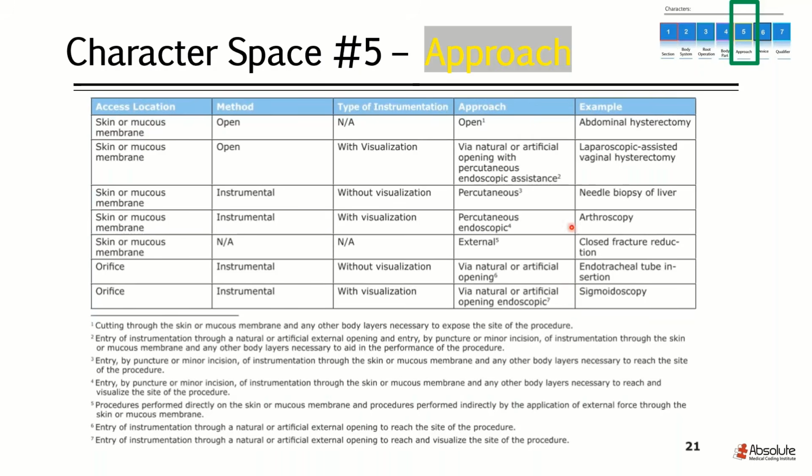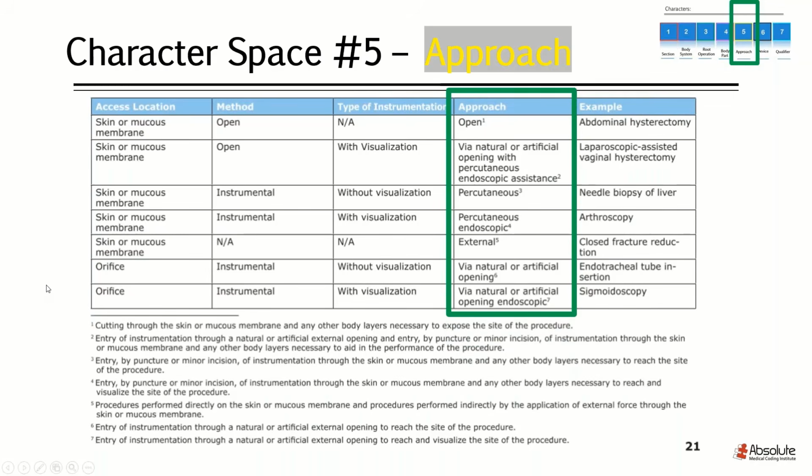Okay? Now let's go up here. This via natural or artificial opening, the nose, mouth, vagina, urethra, rectum. But they use a percutaneous scope to assist them. So they went through that orifice, but they use a scope not for the surgery, but for the purpose of assisting surgery. All right, I know that might be a little bit much, but it really isn't. So let's move on. Let's not get distracted.